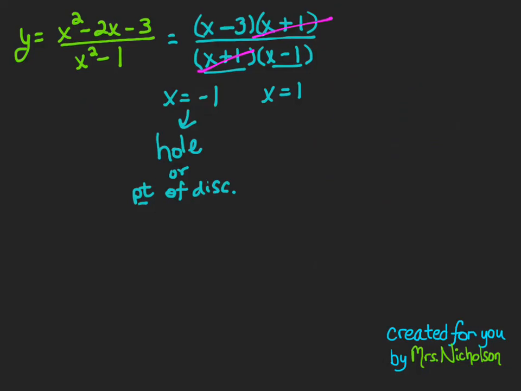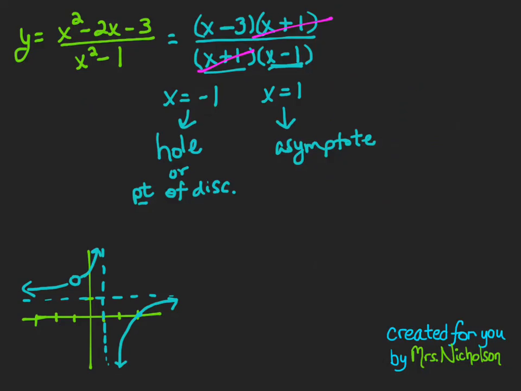However, for the factor that remains, x minus 1, x equal to positive 1 is what makes that factor 0. That's going to give me an asymptote on the graph. And here's just a quick sketch of what this graph would look like. Notice at x equals 1 we have the asymptote, and at x equals negative 1 we have a hole.